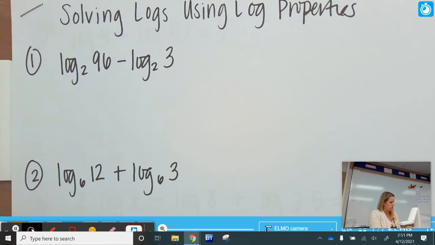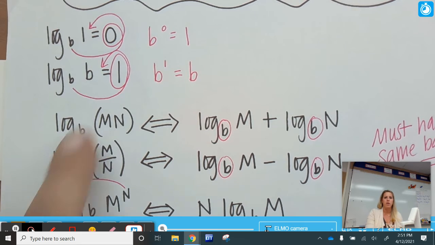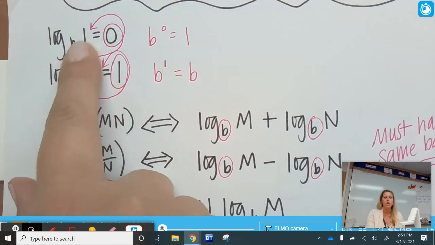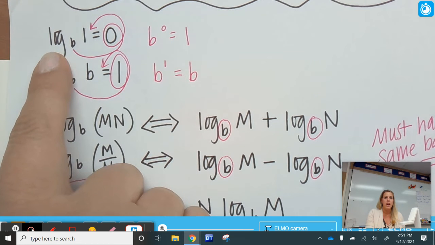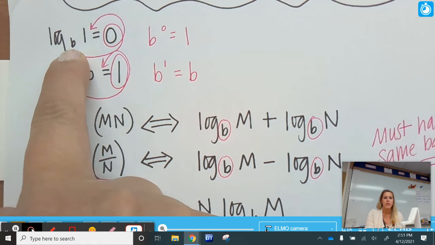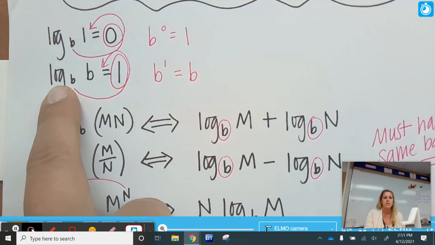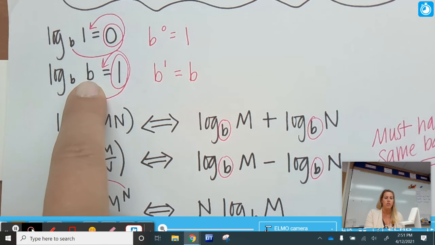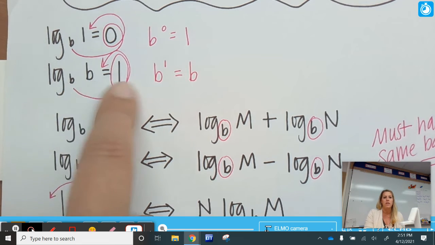Let me get those to show you really quick if I can find them. Here we go. So here they are right here. We talked about two that we kind of already know, but maybe have seen in a different way. So this is when we have log base b of 1 equals 0. So if we see a base with a number 1, then our answer is 0. If we see a base and the log being the same number, so log base 3 of 3, then that whole thing equals 1, okay?